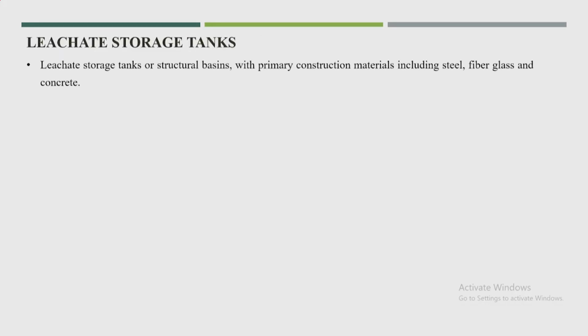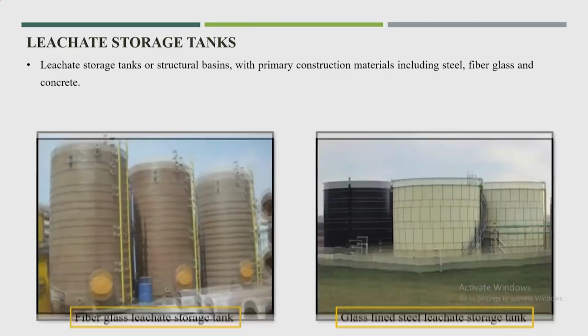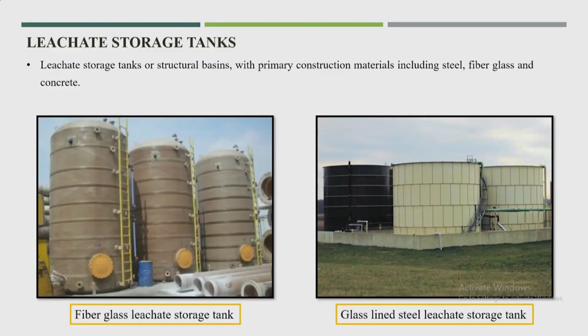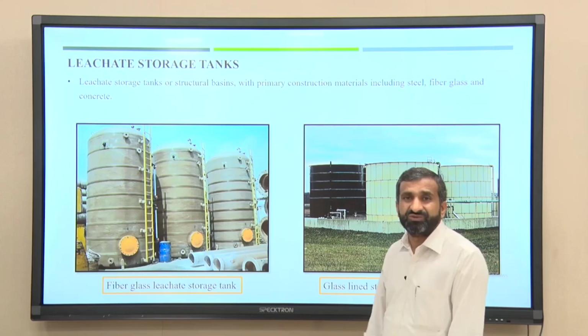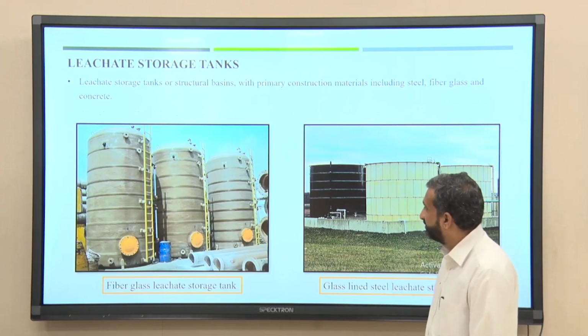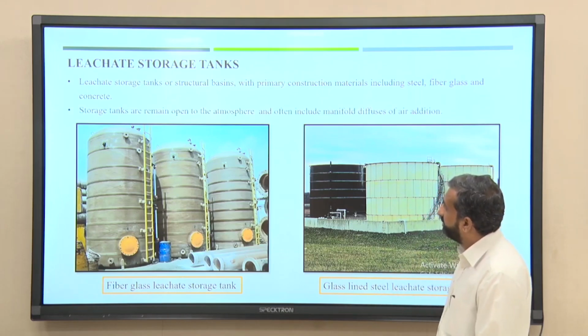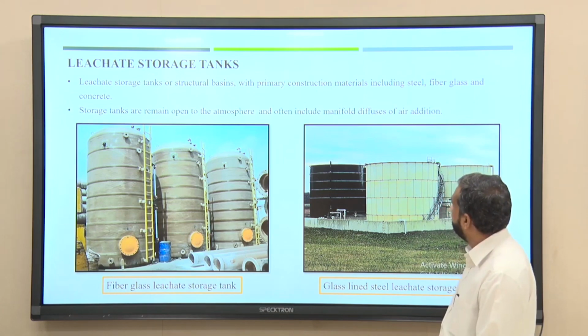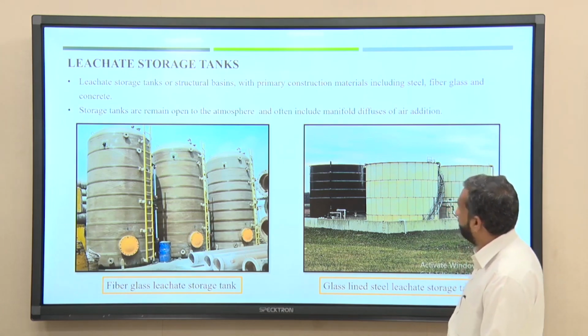Now, the leachate storage tank or structural basin has primary construction material that includes steel, fiberglass or concrete. So, it is a fiberglass or glass lined steel leachate storage tank. I think we won't see such kind of collection in India, but in the US their maximum waste goes to the landfill area. So, they have to be much more worried about the leachate collection. Storage tanks remain open to the atmosphere and often include manifold diffused air addition.